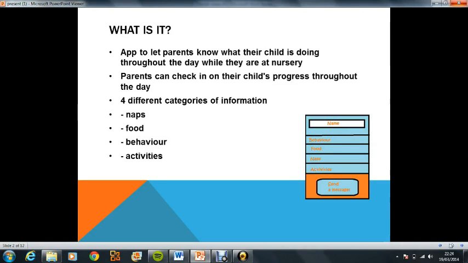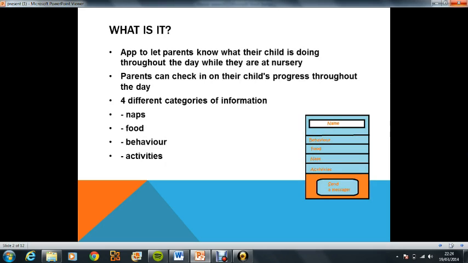The idea behind iNursery is for parents to have a direct link to their child at any time of the day while they are attending nursery. Parents can log on using a personal username and password and can see on their screen how their child's day is going. There are 4 different categories they get information from: food, naps, behaviour and activities. They simply have to click on the tab they want to see information on and they are shown all about that particular subject.